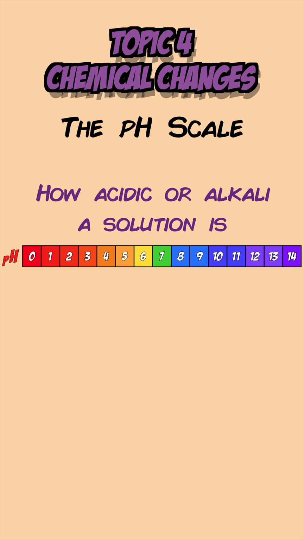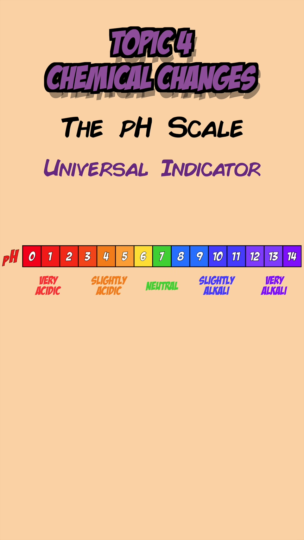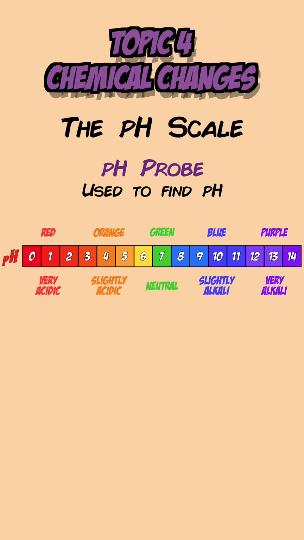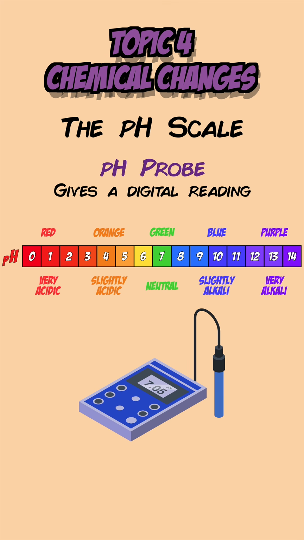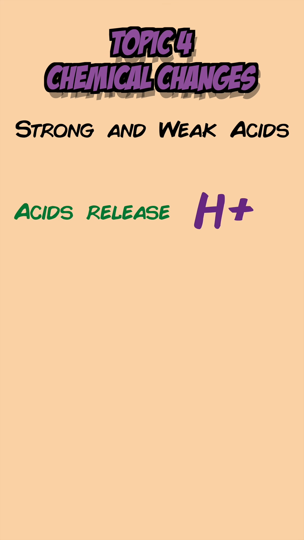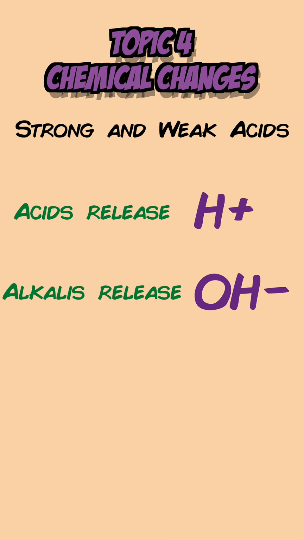Next up, let's talk about the pH scale, which measures how acidic or alkaline a solution is. A pH from 0 to 6 indicates an acid, a pH from 8 to 14 indicates an alkali, and a pH of 7 indicates a neutral solution. Universal indicator can be added to a solution to find its pH. It changes color, and from the color you can predict its pH. A less subjective way to measure pH is by using a pH probe, which gives you an actual digital reading of the pH. Acids release hydrogen ions in solution, whereas alkalis release hydroxide ions.